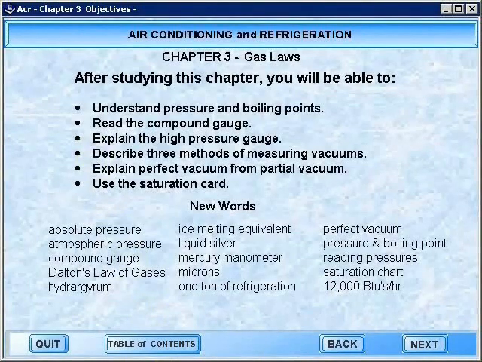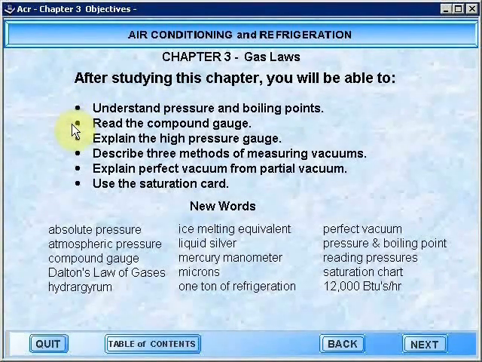After studying this chapter, you will be able to understand pressures and boiling points. You'll be able to read the compound gauge. You'll be able to explain the high pressure gauge. You will be able to describe 3 methods of measuring vacuums. You'll be able to explain a perfect vacuum from a partial vacuum. And you will be able to use the saturation card.